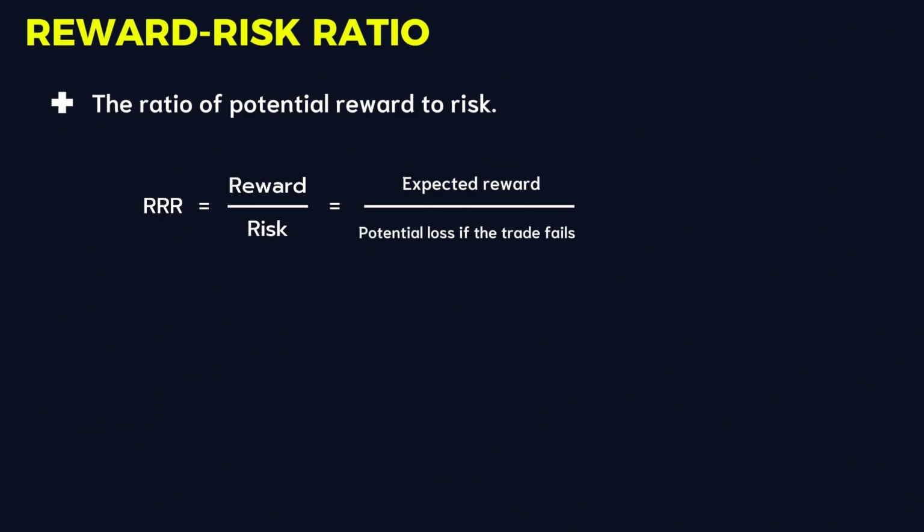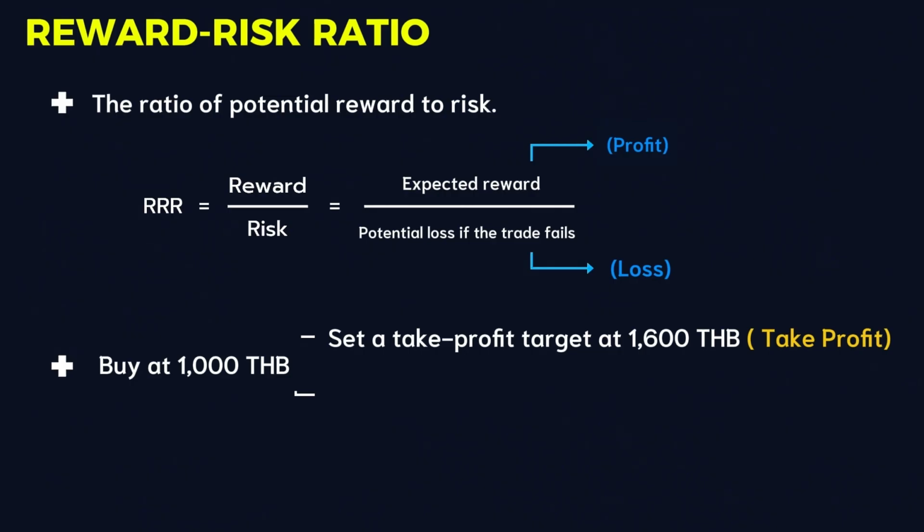If we write it as a formula, it looks like this. R equals reward divided by risk. Reward is the profit we expect to make. Risk is the amount we're willing to lose if the trade goes against us. Simply put, reward is the profit we want to earn, and risk is the loss we're willing to accept.